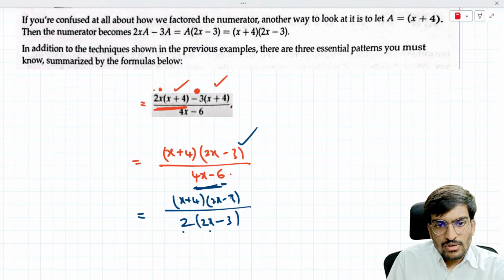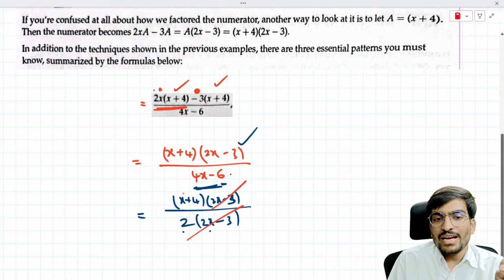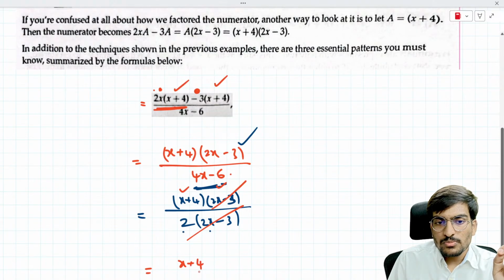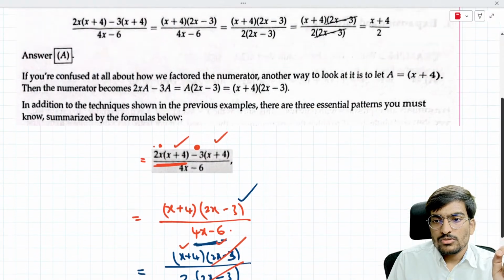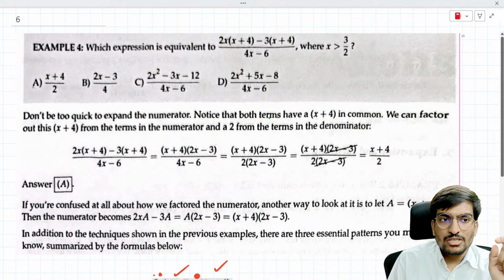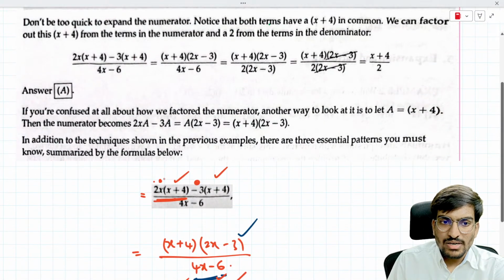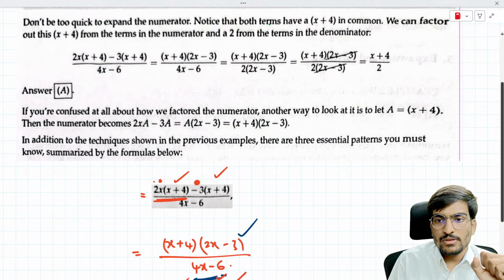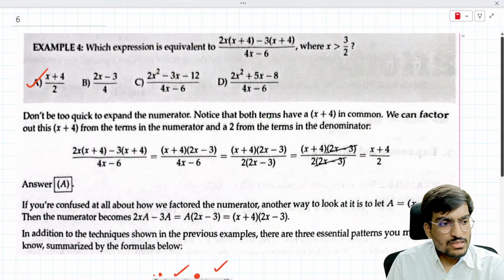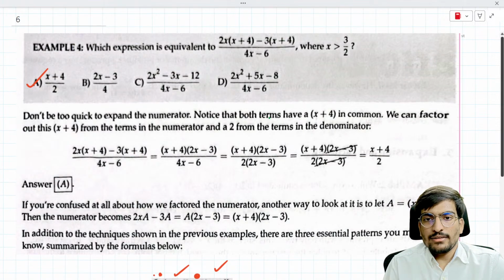So you can see now this 2x minus 3, 2x minus 3 is common in both the numerator and denominator, and at the same time both of them are in product, so you can cross out. So that's going to be x plus 4 by 2. So look for that option, which is x plus 4 by 2, which is option A. So don't try to expand by multiplying the terms, it will be time consuming. Try to reduce. Let me know if this question is fine, just type fine, F-I-N-E.